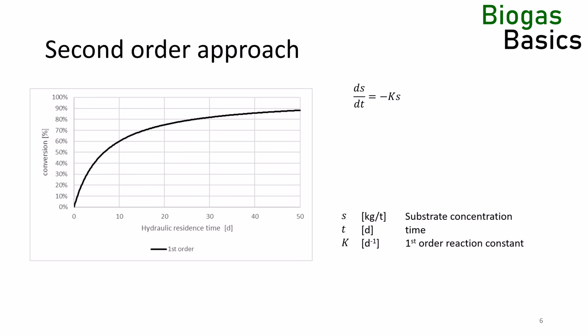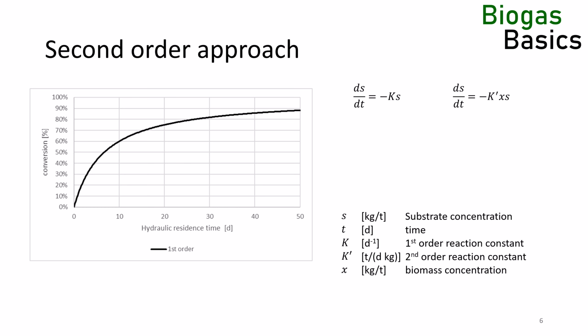Let's start with the first-order reaction. ds by dt is minus k times s. The reaction rate depends on the first-order reaction constant k and the substrate concentration s. Here I plotted the conversion factor for a CSTR following a first-order reaction. Second-order reaction looks like this. ds by dt is minus k prime times biomass concentration, x times substrate concentration s. I use k prime to denote the second order and k for the first order reaction constant. They have different units. The unit of k is 1 over time and the unit of k prime is 1 over concentration and time, for example, tons per kilogram in day.